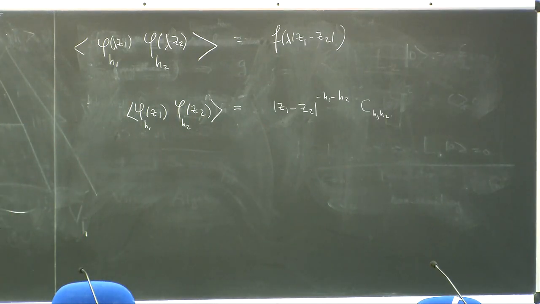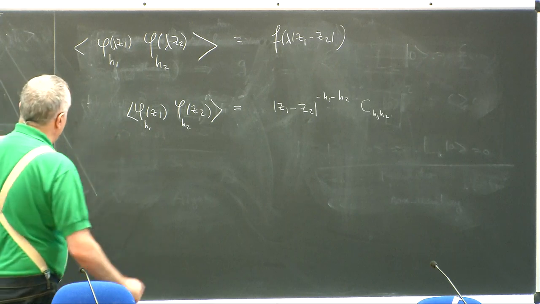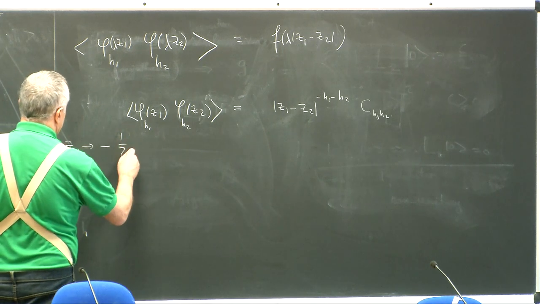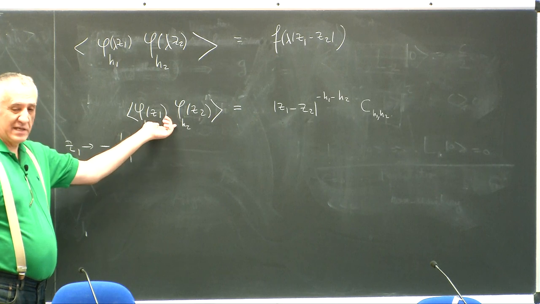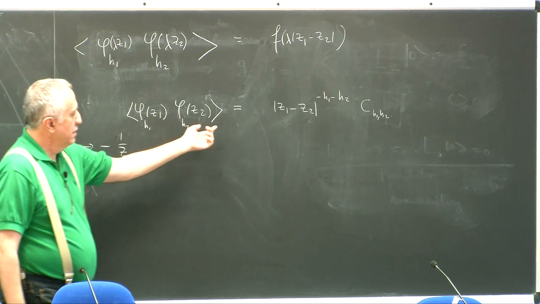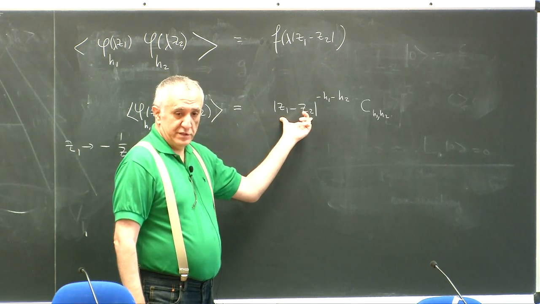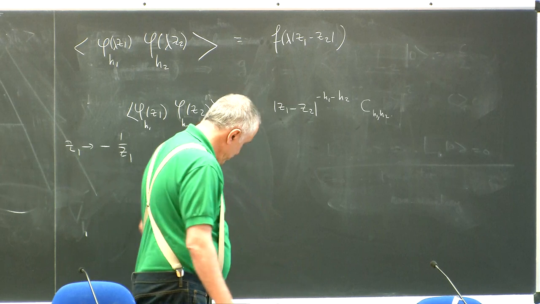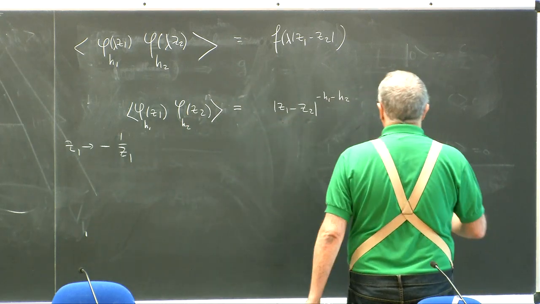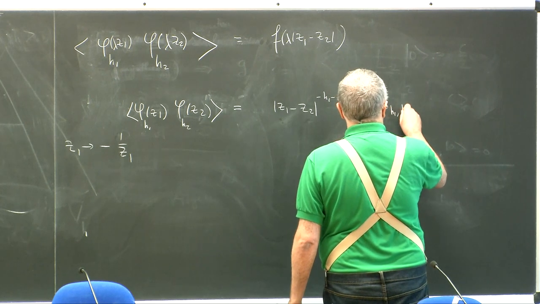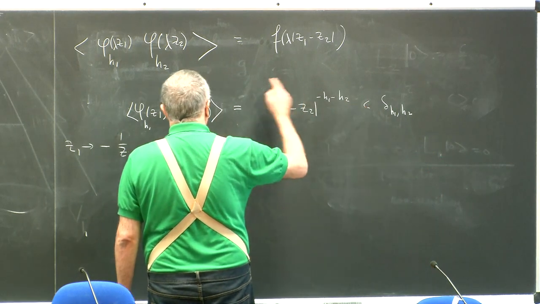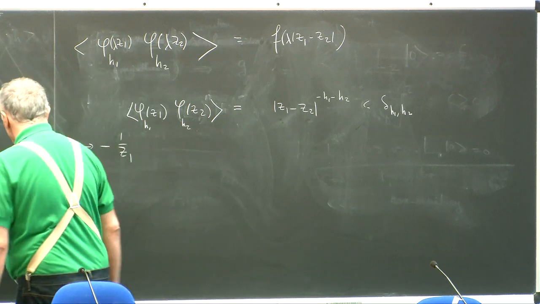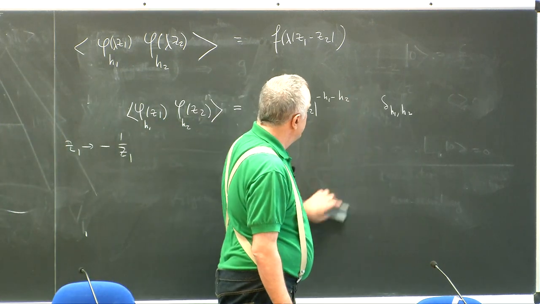Okay, finally, an inversion is also possible. That means that this form has to be invariant under z1 going to minus 1 over z1. It is a little more complex calculation, but I promise you it works with this form. The only thing is that it forces you to have h1 equal to h2. And then the constant C I can absorb into the normalization of phi. So this guy just disappears.